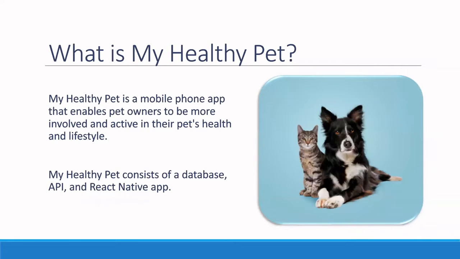So what's My Healthy Pet? My Healthy Pet is a mobile phone app that enables pet owners to be more involved and active in their pet's health and lifestyle. My Healthy Pet consists of a database, an API, and the front-end React Native app.